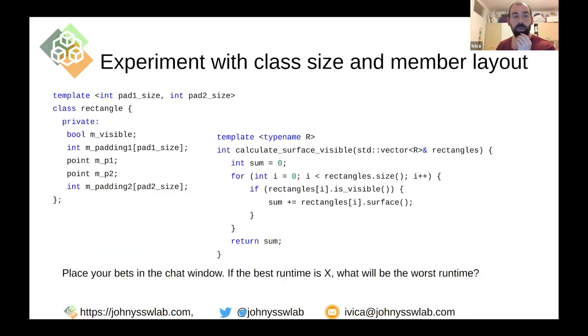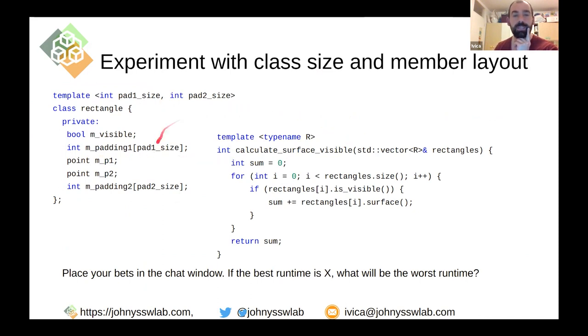Okay, so here's an experiment I did. There's a class rectangle. It has a member called ball visible. We have a point top left and bottom right. And then I created two paddings: one between visible and point one, and also one padding at the end of the class. So you have two paddings. I wanted to see how this performs.